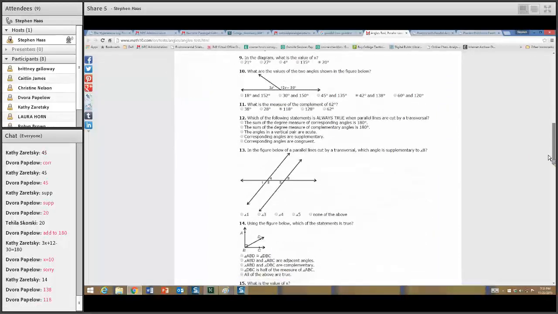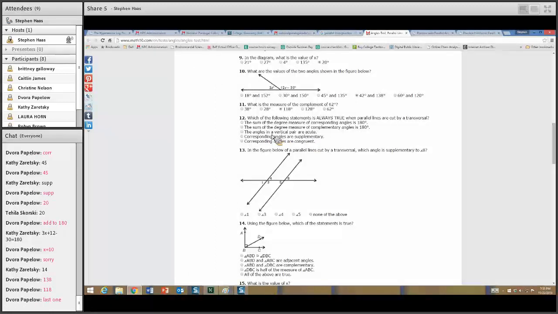All right. Which of the following is always true when the lines are cut by a transversal? The sum of the degree measures of corresponding angles are 180? No, remember, corresponding angles are on the same side of the transversal, on the opposite side of the line, so those are actually equal. The sum of the degree measure of complementary angles is 180. No, complementary angles are 90. Angles in a vertical pair are acute. Not necessarily. Remember, acute means under 90 degrees. Vertical angles could be obtuse or right angles.